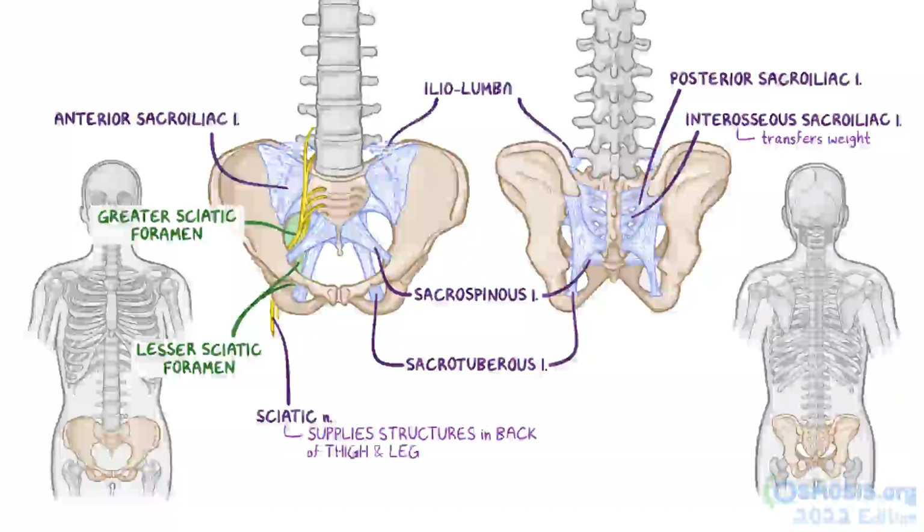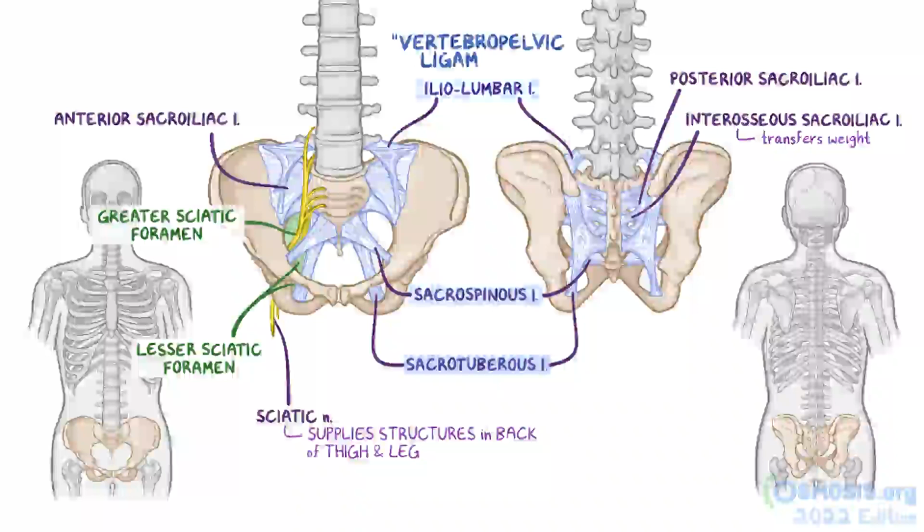Finally, the iliolumbar ligament binds the fifth lumbar vertebra to the iliac crest of the ilium. The sacrotuberous, sacrospinous, and iliolumbar ligaments are called the vertebropelvic ligaments because they bind parts of the vertebral column to the hip bones.